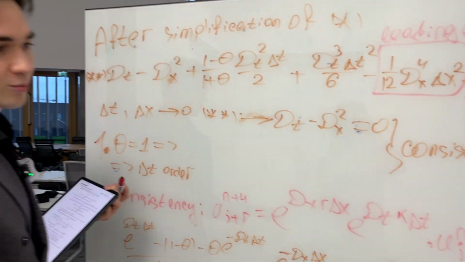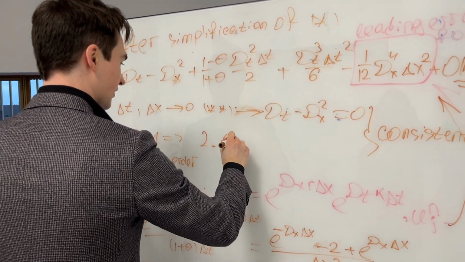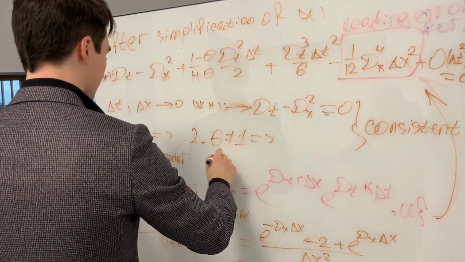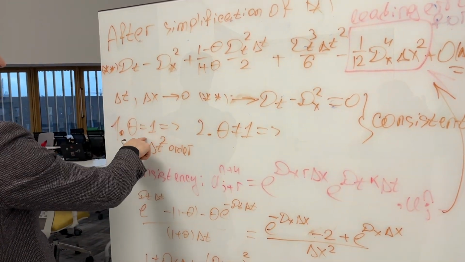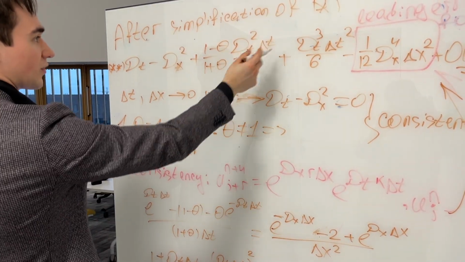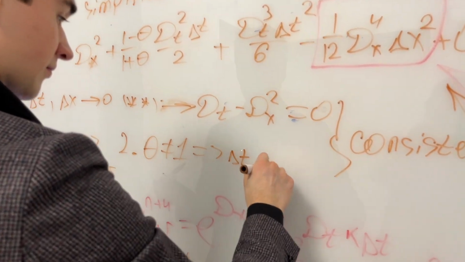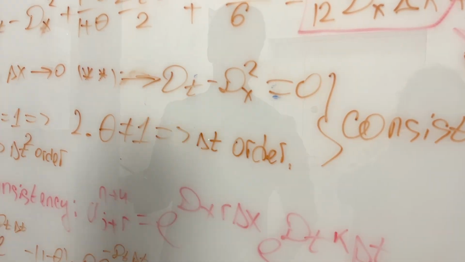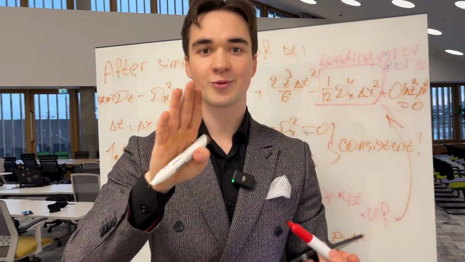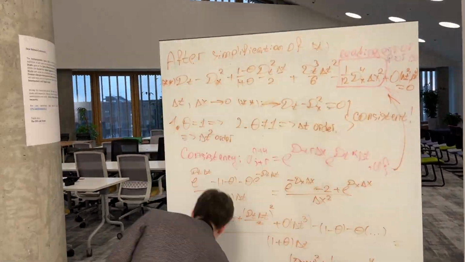Today we don't have a fancy board, unfortunately. If theta is equal to 1, we have delta t squared order, but if theta is not equal to 1, we have delta t order. So that's all for consistency, and here we have maybe a fast episode.